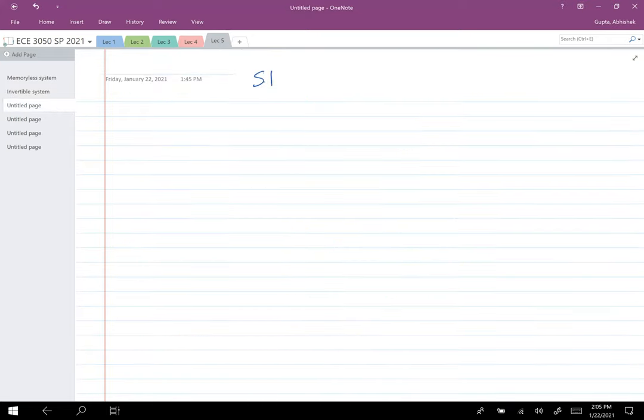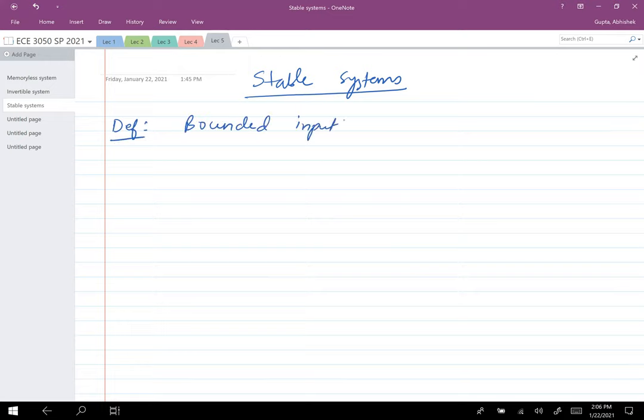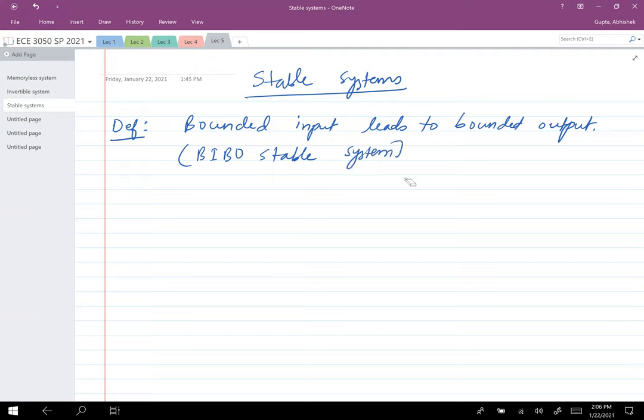Okay, let's talk about stable systems. There are many notions of stability in the systems community, but for the purpose of 3050, this is the notion of stability we will be using: bounded input leads to bounded output. This is known as BIBO stability, B-I-B-O, stable system. Bounded input, bounded output, stable system.